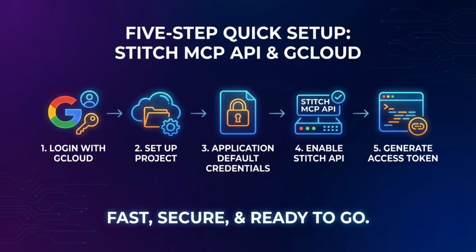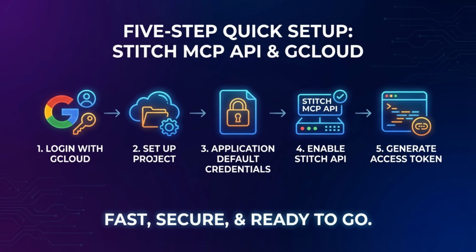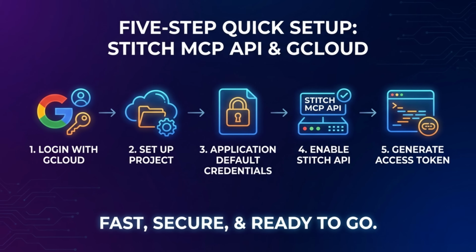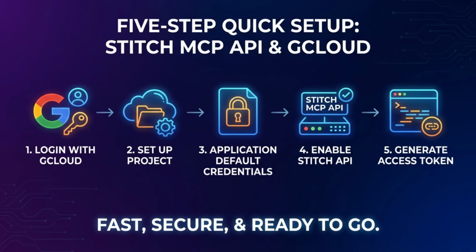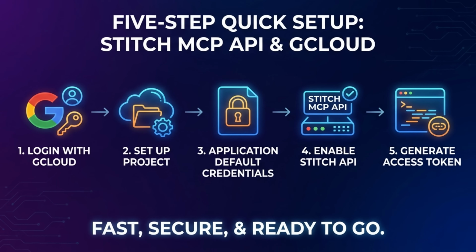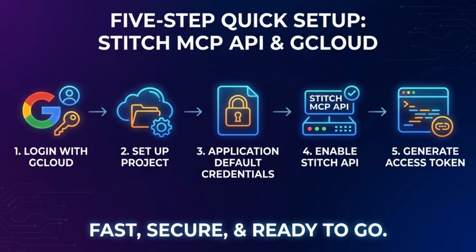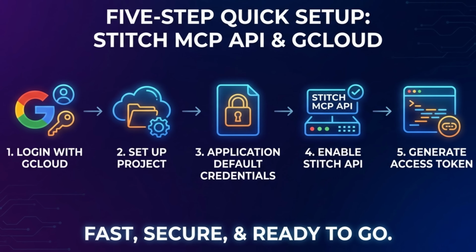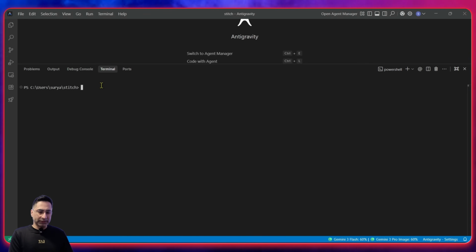So there are really 5 steps that we are going to do here very quickly. The first one is we will set up the login with gcloud. Then we will set up the project, whatever project you have built in Google Cloud. Then we will set up application default credentials. Once we are done with that, we will enable the Stitch MCP API and then finally generate the access token. So let me do this step by step and you can see this.